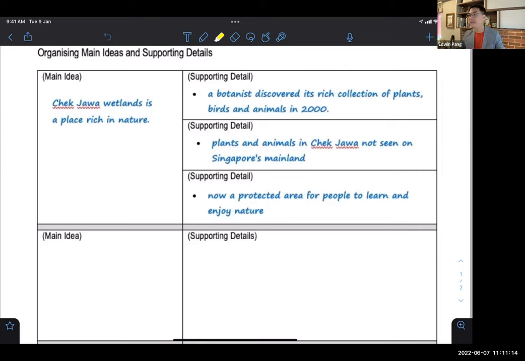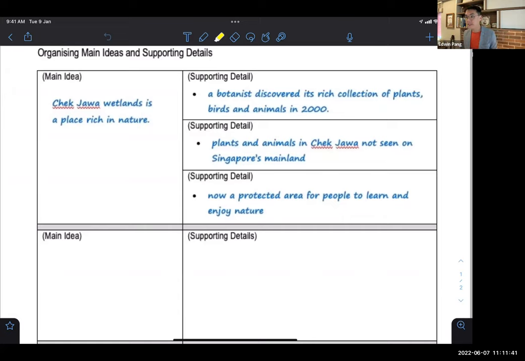Okay, so let me summarize. The main idea here is handphones are cool. The supporting details are I can play games on them, I can communicate with my friends through apps like WhatsApp, and I can use the video call function to see the faces of my loved ones. So can you see, the main idea is the big title, and the supporting details are the additional pieces of information that I attach to that main idea. Everybody clear? It's pretty cool, right?